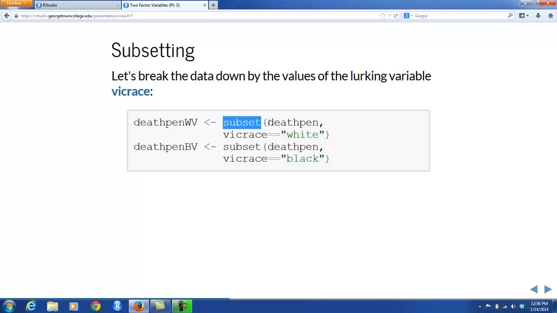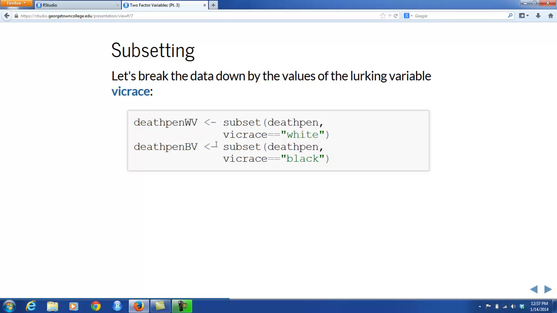You can apply subset to a data frame, like DeathPin, and you can pull out a subset of that data frame that satisfies a certain condition that comes after the comma. So, for example, if we want to look at those capital cases where the race of the victim was white, then we would simply put after the comma Vic race equal white in quotes. Now we're going to store the results in DeathPin WV. That's what I call it. So death penalty white victim.